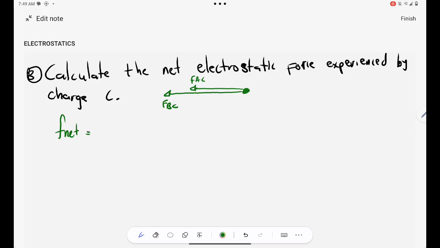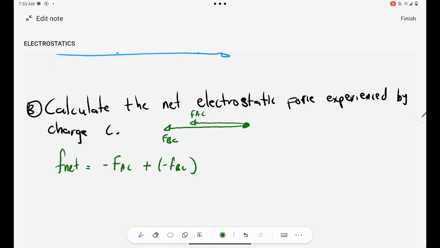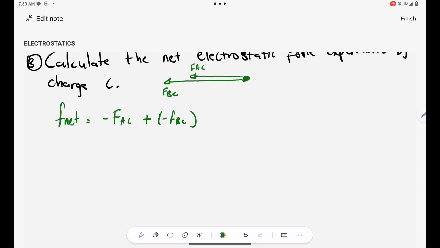So fNet is basically equal to negative FAC minus FBC. Remember that, guys, I've chosen my right hand side to be positive for all these forces, ne? It was just my choice. Right, together. So every force which goes to the right is positive, and to the left will be negative, ne? Okay, so this will simply give me negative K QA QC over R squared minus K QB QC over R squared.